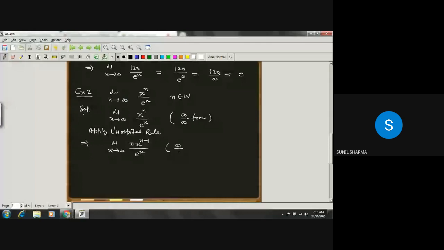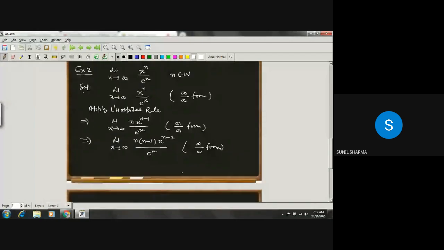We again apply the L'Hopital rule. Limit x goes to infinity, n into n minus 1 into x to the power n minus 2 upon e to the power x. It is again in the form of infinite by infinite. So we continue this process.